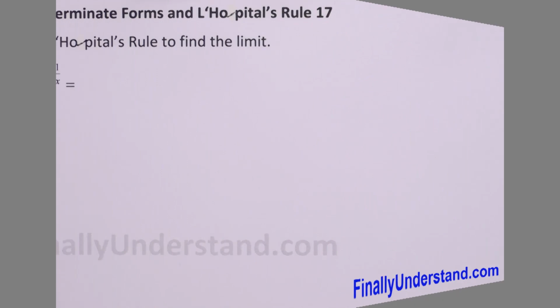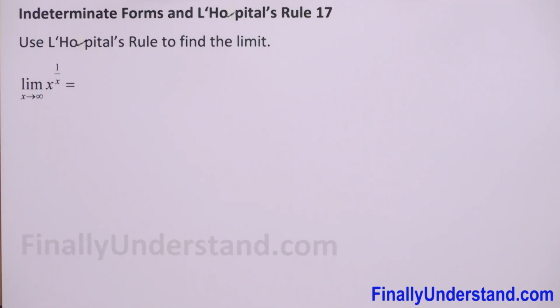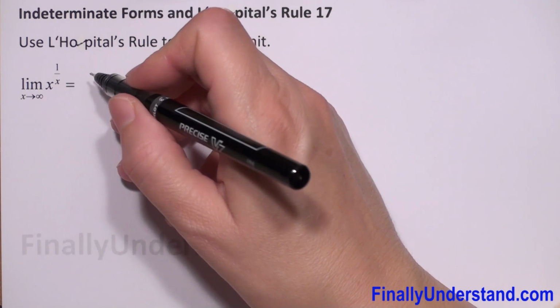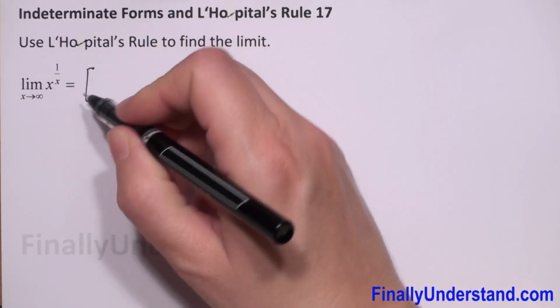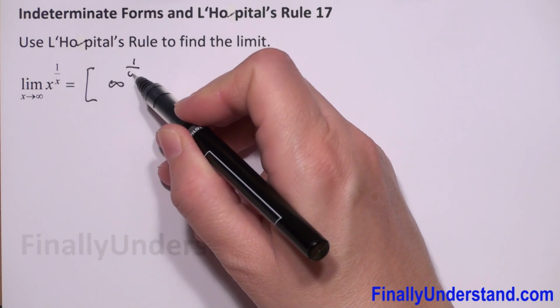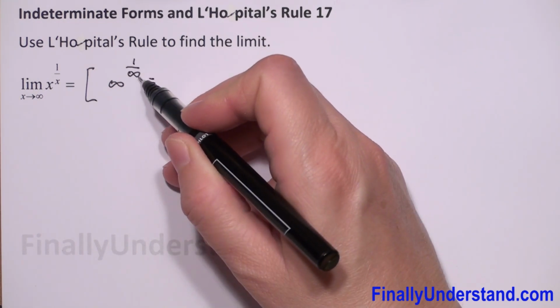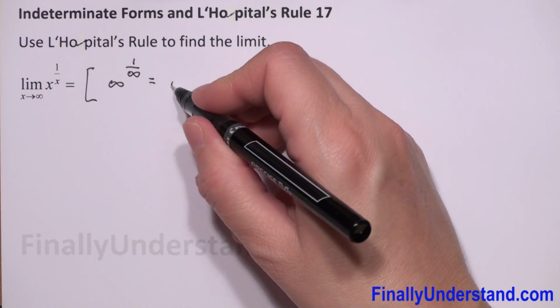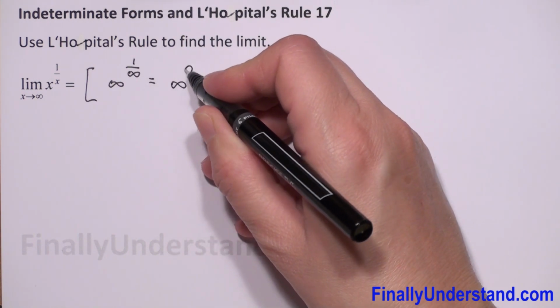We have to find the limit as x approaches infinity of x to power 1 over x. So first, like always, we will substitute x's by, in this case, positive infinity. Let me put this in brackets. We will have infinity to power 1 over infinity. 1 over infinity is going to 0. So we have infinity to power 0.